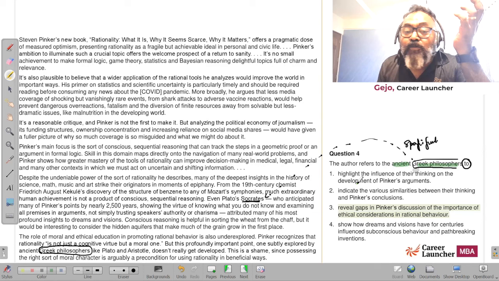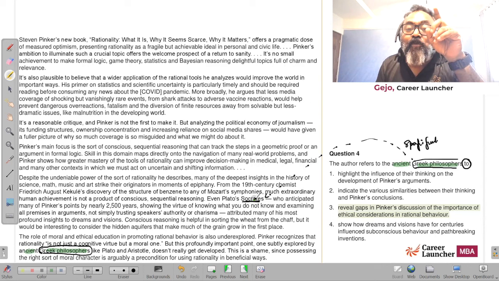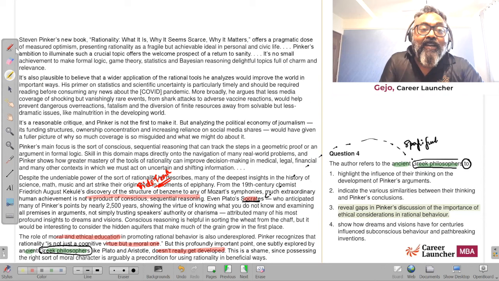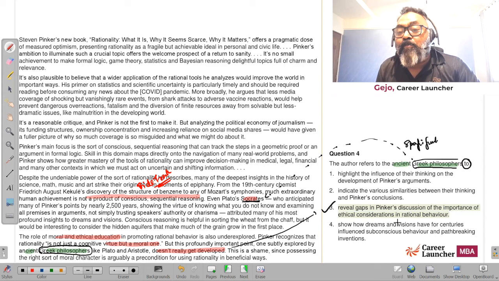As a question setter, I know that some of you will think it's wrongly referring to this particular part about not a product of conscious sequence of reasoning. I can give the answer choices, create a sidetrack to it, and then not many people fall for the trap. But the real thing is about the moral, ethical education that is underdeveloped, that doesn't really get developed. That's the point that needs to be made. You can actually see that in answer choice number three, reveals gaps in Pinker's discussion of the importance of ethical consideration. There is a gap in Pinker's discussion, because the author says it is underdeveloped in important ethical consideration.